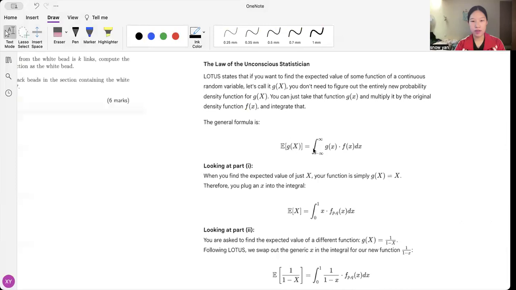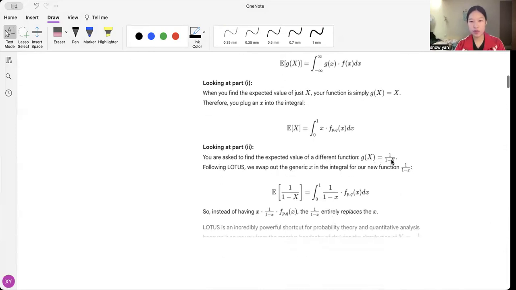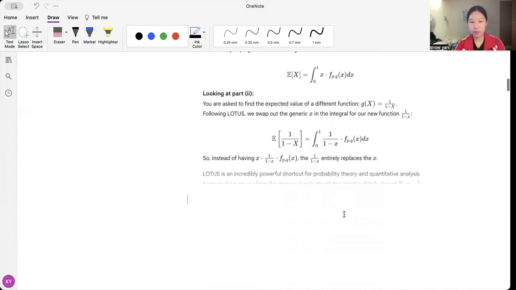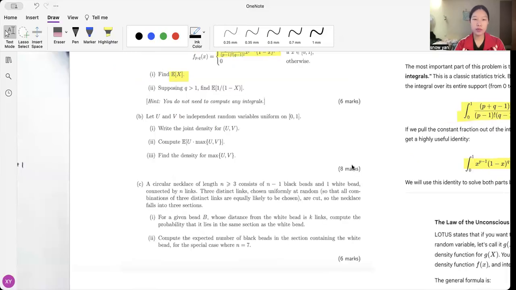And now we have our density function, which is just g of x times f of x. Usually what we do is x times the density function, but because we're asked to find g of x, we just put in g of x, which would be 1 over 1 minus x. So instead of x times the density, 1 over 1 minus x replaces the x. It's pretty powerful. Okay, let's move on to part B.